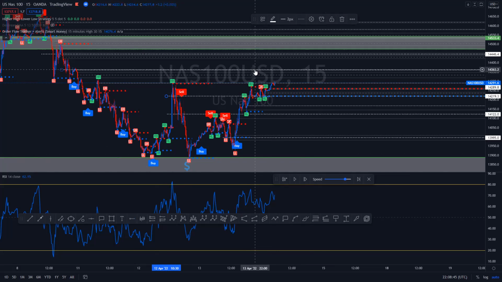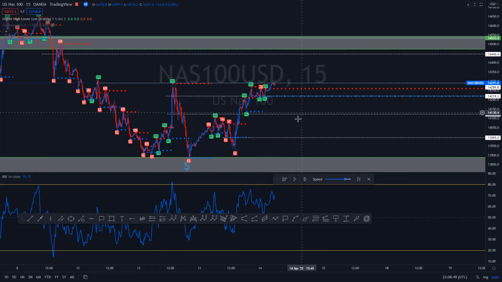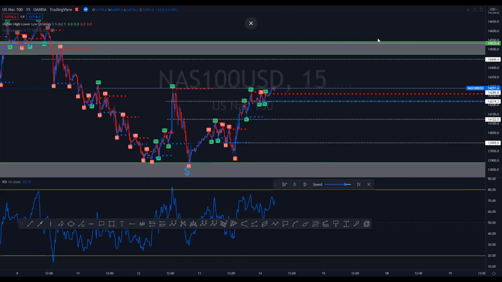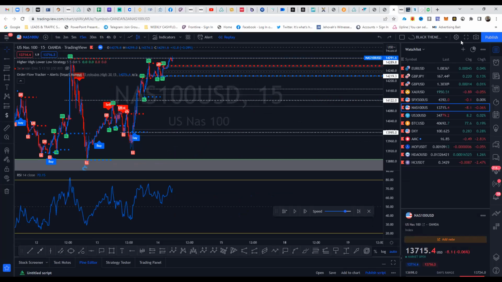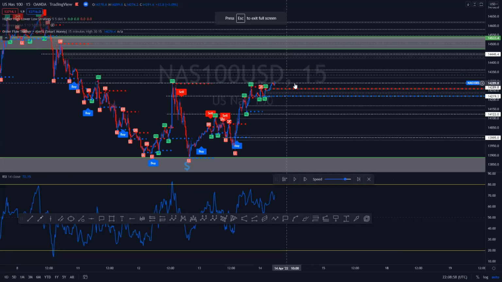So what I'm going to do is I want to actually erase this first. Let me just go ahead and erase these. Then I'll just do that. Whoops, let me go back. Turn the order flow tracker off.